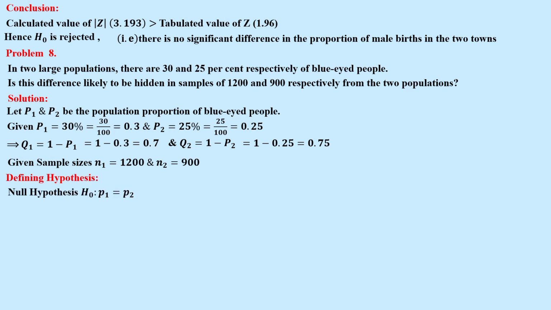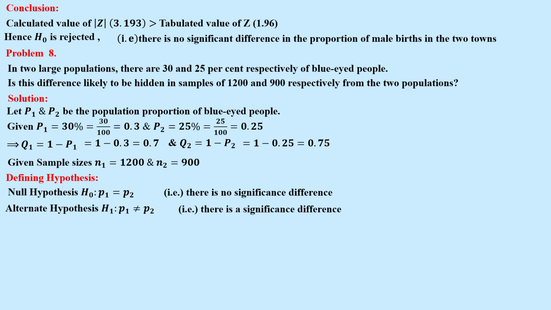Defining the hypothesis. They are asking, is there any difference likely to be hidden in samples? So that is why we define the hypothesis like that. The null hypothesis: there is no significant difference in the sample. And the alternate hypothesis: there is a significant difference. Level of significance we are taking 5%, as they have not given it.